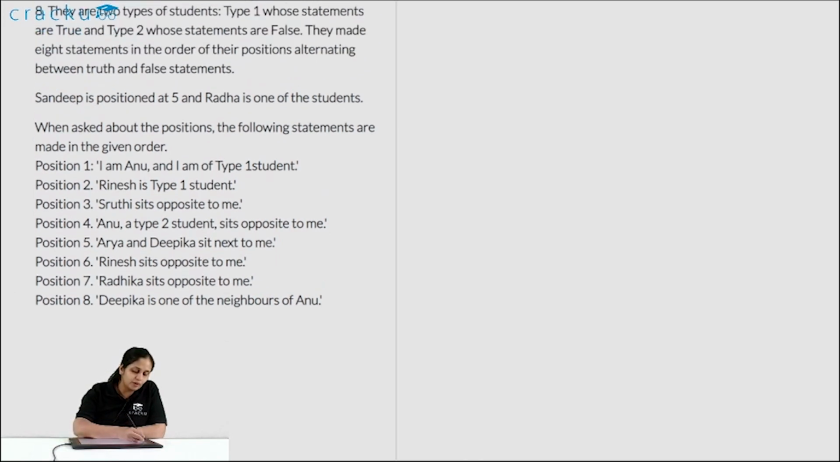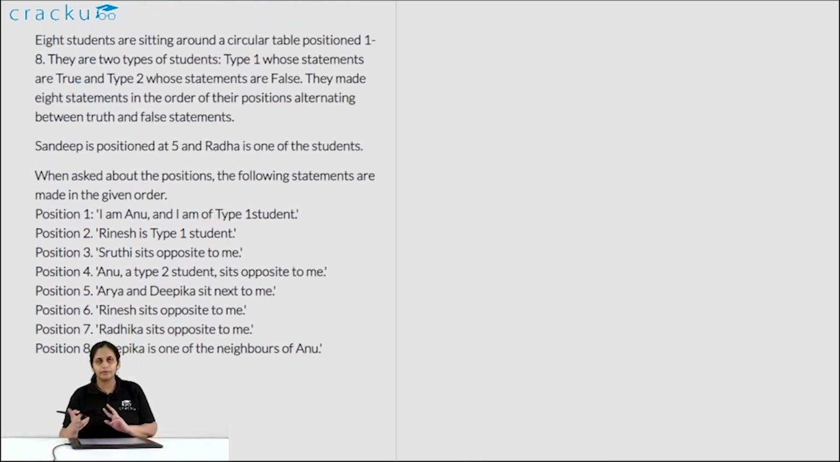So these are what we know, and we know that the true and false positions alternate, that is type 1, type 2 alternate. So there are two basic cases. First is that it is true, false, true, false, true, false. That is the first position is type 1, second position is type 2, third position is type 1, and so on. And the second possibility is that first position is type 2, second position is type 1, third position is type 2, and so on. So we will consider both those cases till we come to a contradiction.